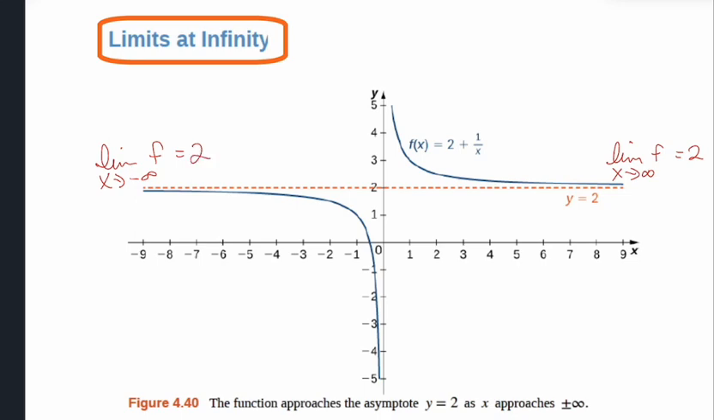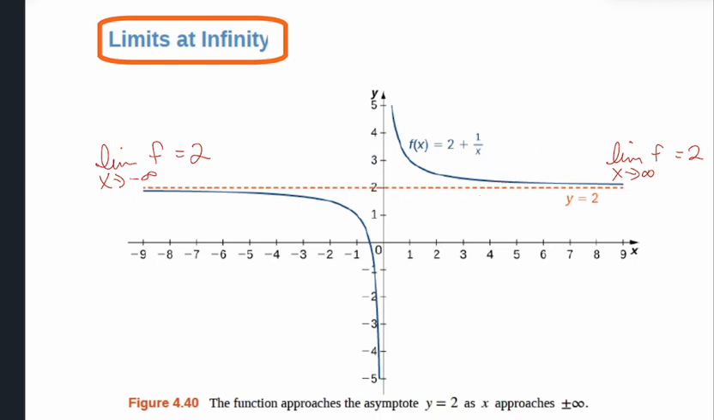So limits to infinity are notation we touched upon a little bit last year when we were talking about end behavior. Let's talk about why this goes to 2. As we go to infinity, why does it go to 2?